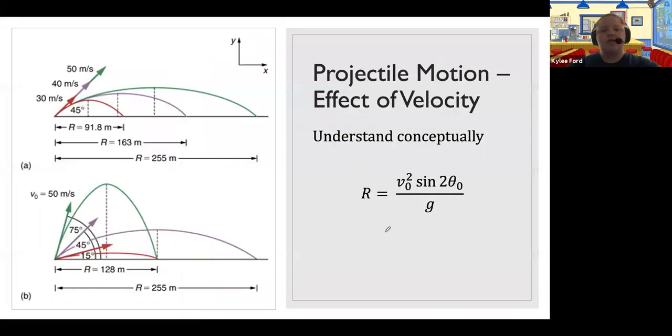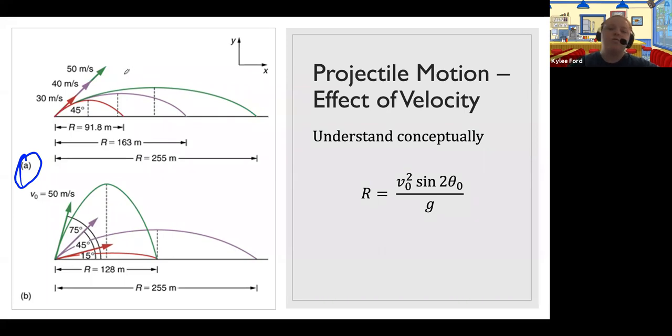All right. So I want to get you guys to understand something when we are looking at projectile motion, and looking at the effect of velocity. If we have something like this here in part A, we are changing our velocities. So we start at 30 meters per second, and then we go to 40 meters per second and 50 meters per second.